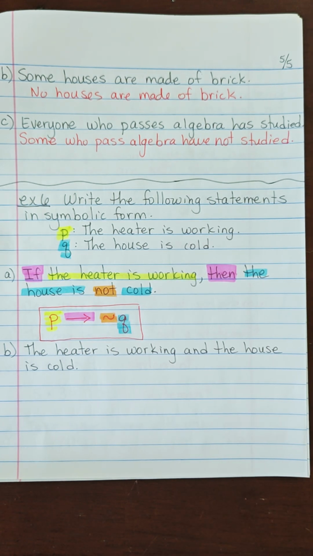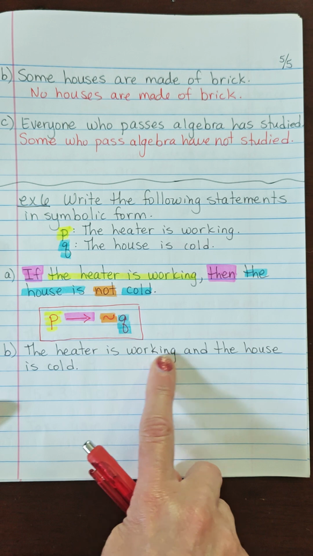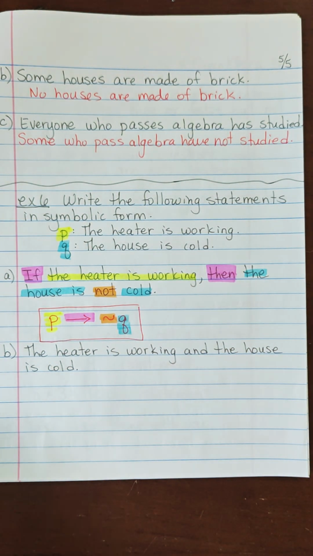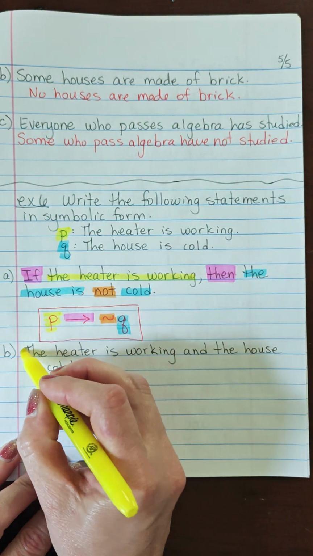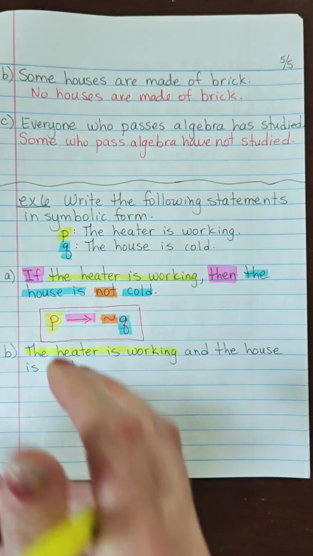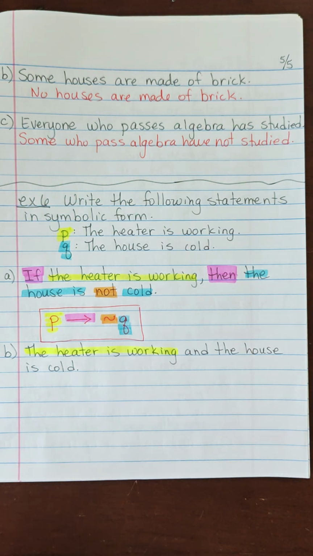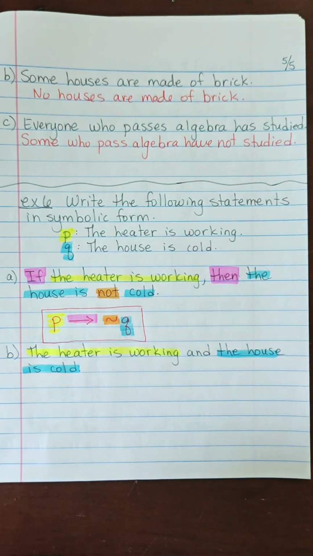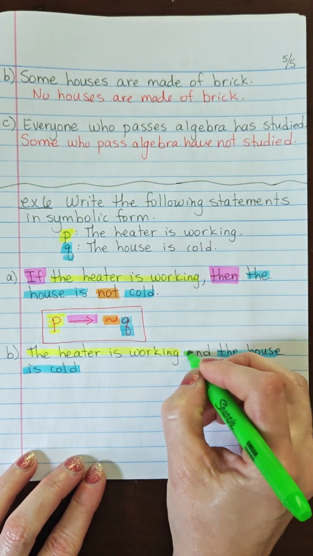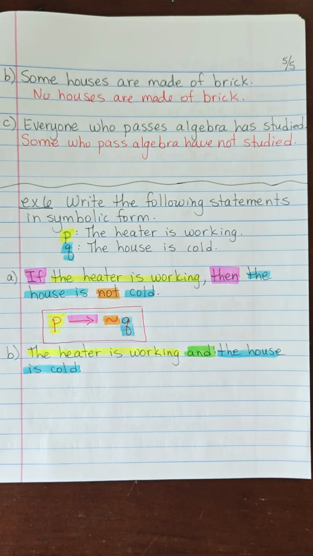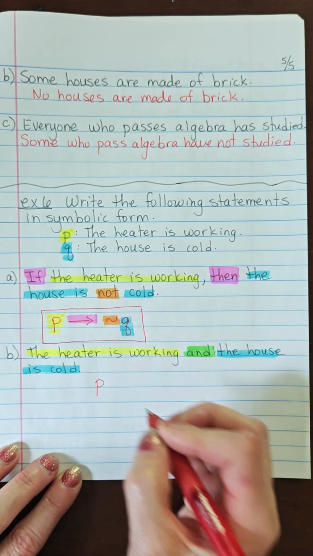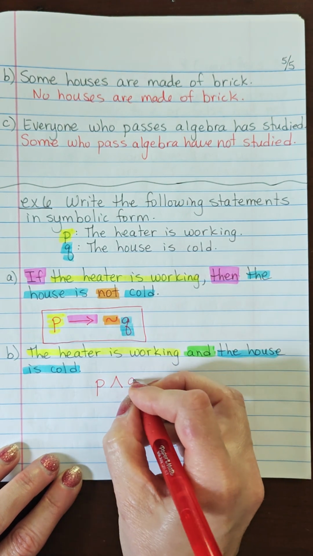Okay, last up, the heater is working and the house is cold. The heater is working. There's statement P. The house is cold. There's statement Q. And we have this and in between them, that conjunction. So I've got the heater is working and the house is cold.